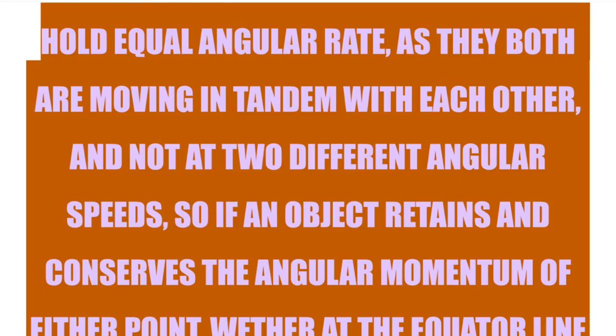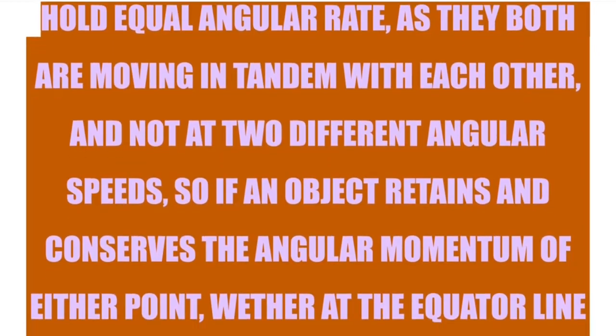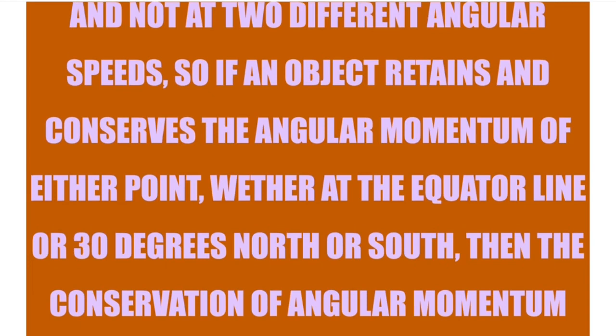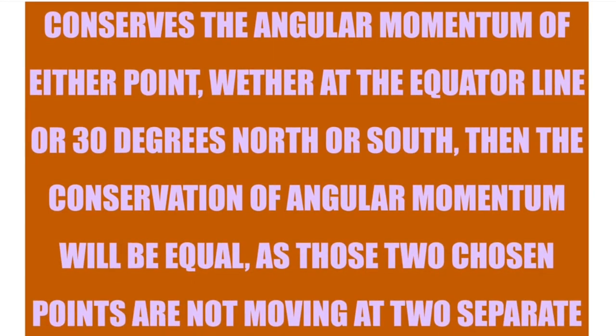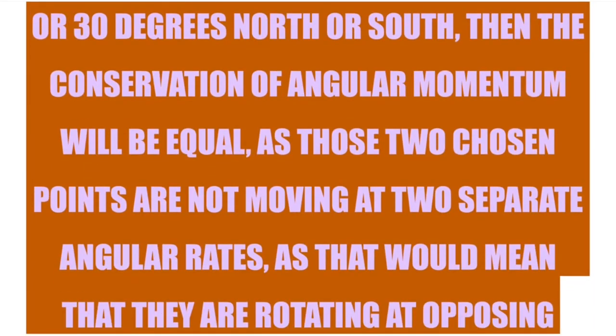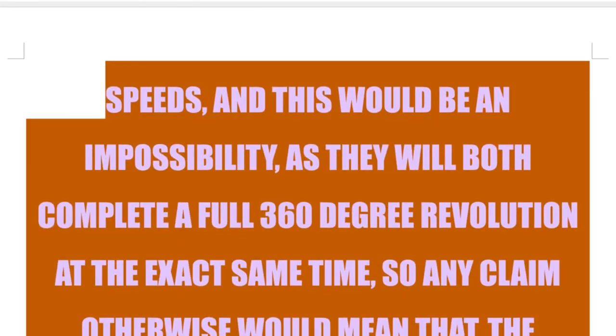So if an object retains and conserves the angular momentum of either point, whether at the equator line or 30 degrees north or south, then the conservation of angular momentum will be equal, as those two chosen points are not moving at two separate angular rates, as that would mean that they are rotating at opposing speeds, and this would be an impossibility, as they will both complete a full 360-degree revolution at the exact same time.